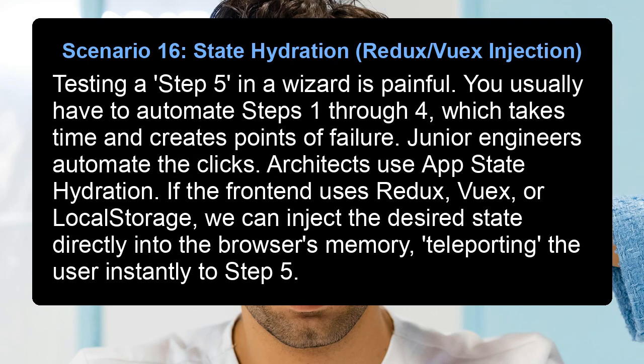Scenario 16. State hydration, Redux, or Vuex injection. Testing step 5 in a wizard is painful. You usually have to automate steps 1 through 4, which takes time and creates points of failure. Junior engineers automate the clicks. Architects use app state hydration. If the frontend uses Redux, Vuex, or local storage, we can inject the desired state directly into the browser's memory, teleporting the user instantly to step 5.